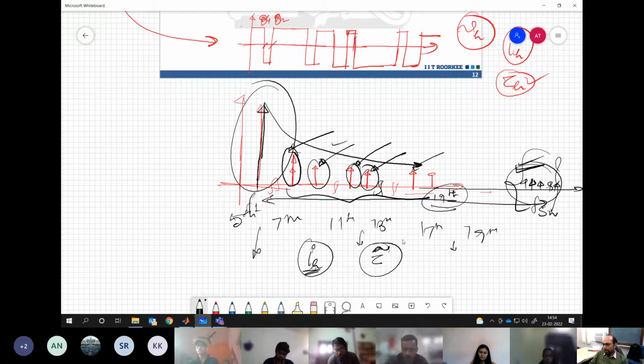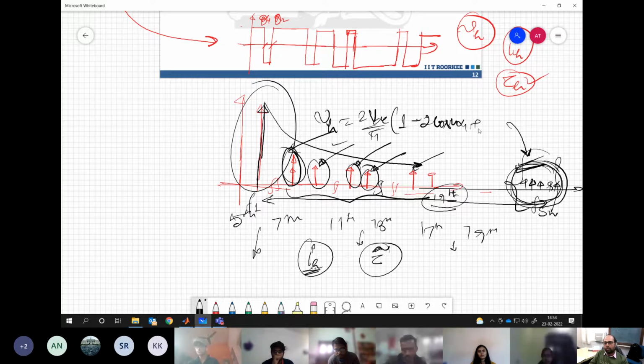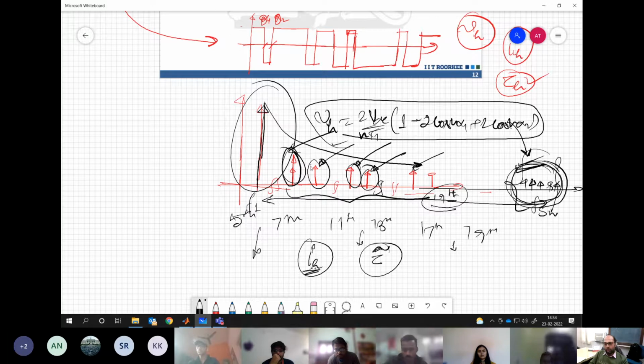When it comes to sine triangle, it becomes difficult because, first of all, yes, we can know where these are appearing. That's fine. But it is difficult to say what is the amplitude of these harmonics. Here this is defined very perfectly. We can say that this is 2 VDC by n pi times (1 minus 2 cos n alpha 1 plus 2 cos n alpha 2), with an n over here. We know what the individual component is.